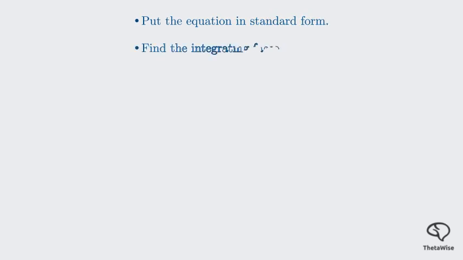So the process is: 1. Put the equation in standard form. 2. Find the integrating factor. 3. Multiply and integrate. 4. Solve for y. Let's see this in action with some examples.